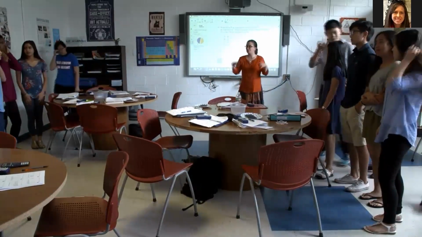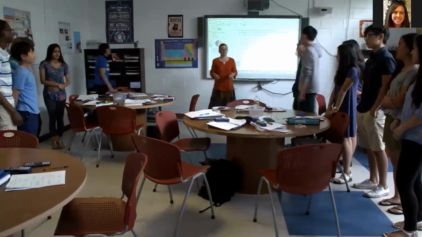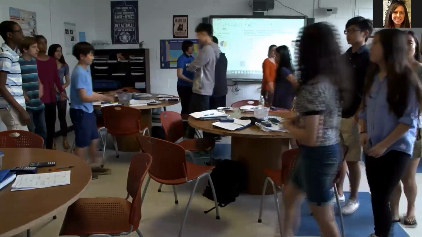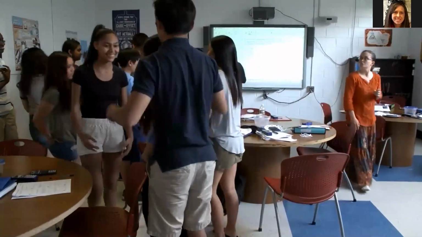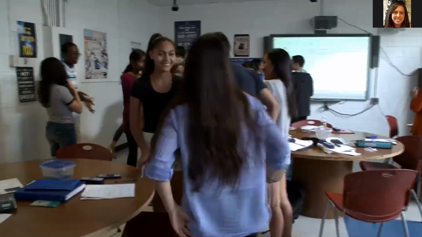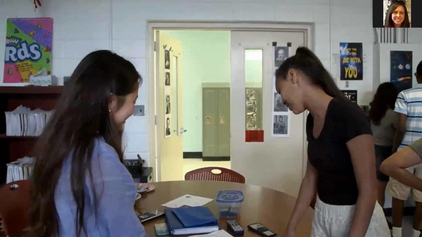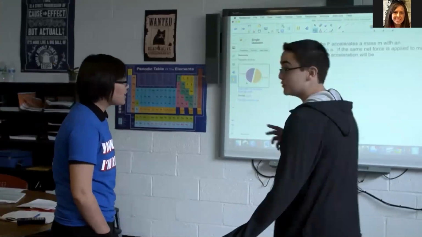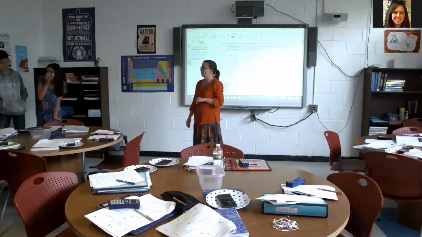Okay, so 50-50, find your partner, convince your partner that you are right. You have 2 minutes and then I'm gonna re-poll you. Sigma F equals MA, and if you isolate A, then it will be 2A. Okay, guys, your 2 minutes are up.